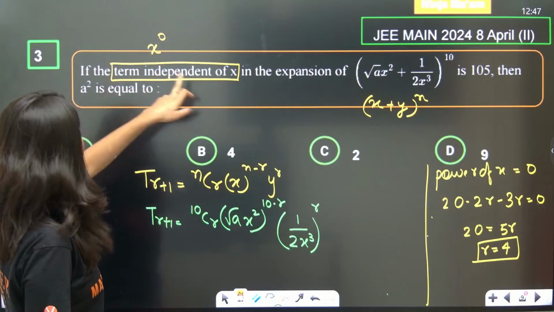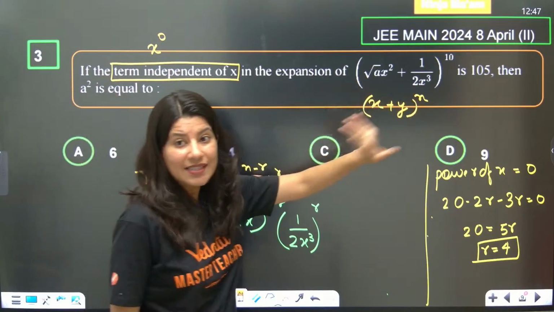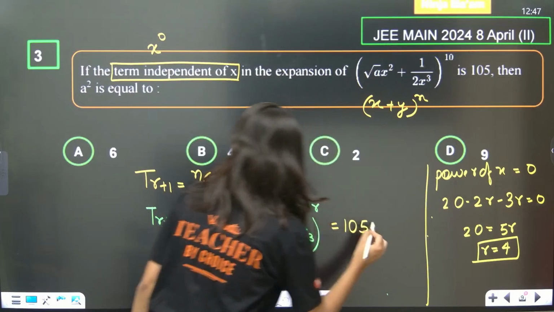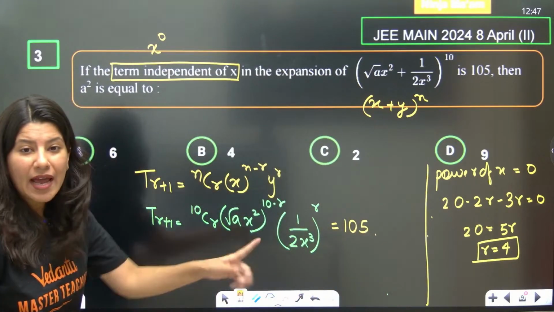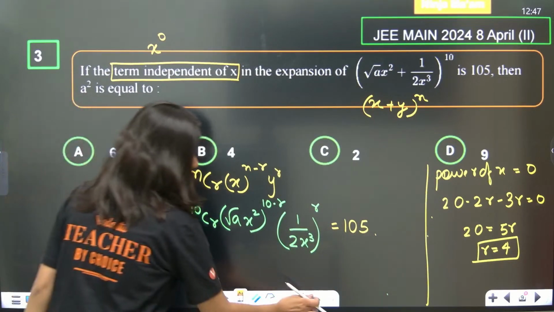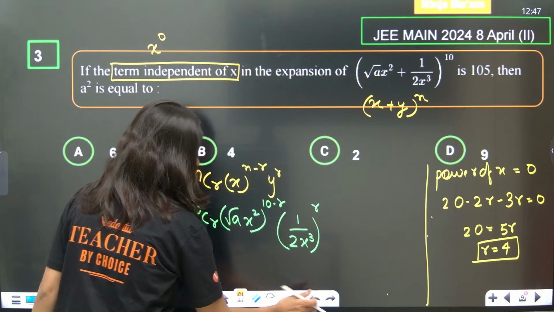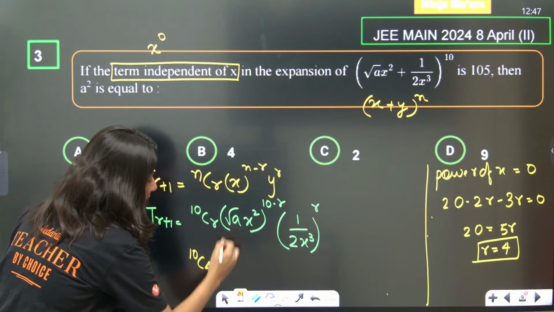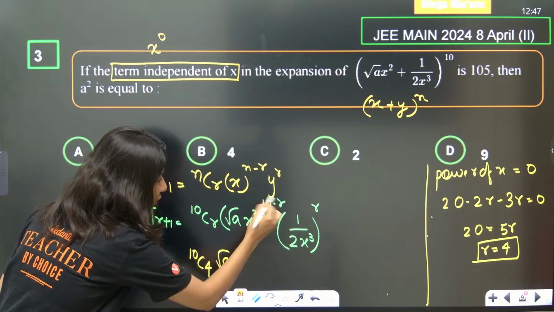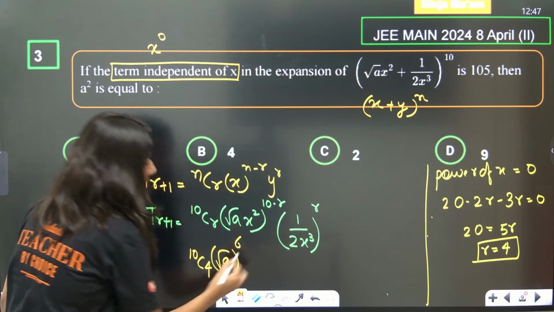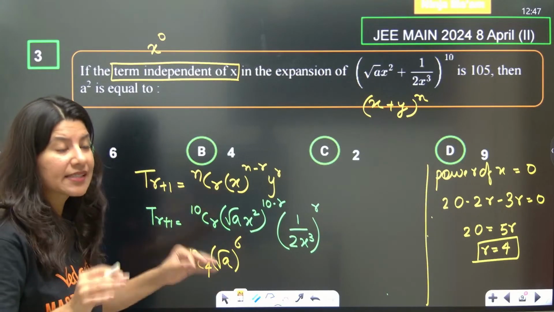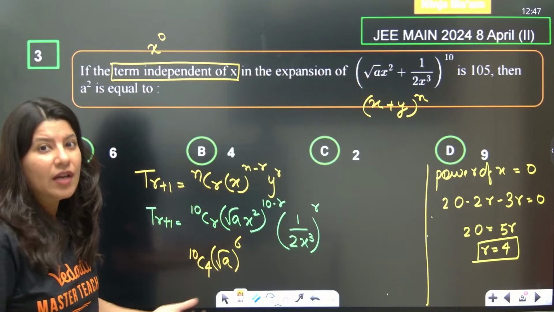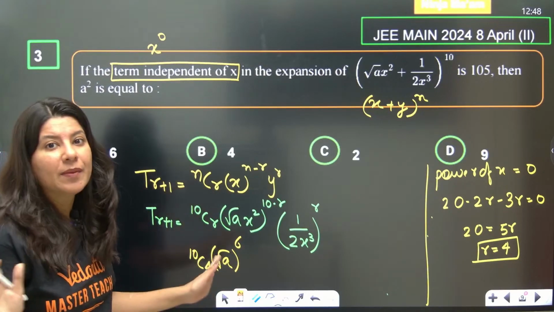Now, as per the question, term independent of x is 105. So, this is 105. Put R is equals to 4 and make it 105. So, 10C4 square root of A, R is 4. 10 minus 4 is 6. I am not mentioning x anywhere because I know the moment I put R is equals to 4, the power of x will be gone.